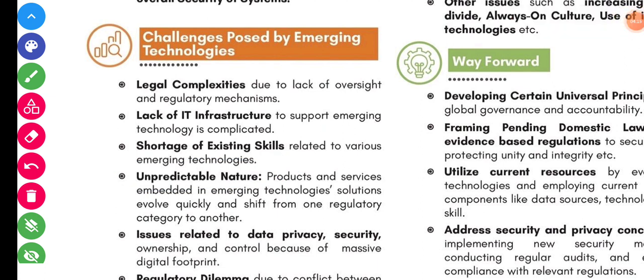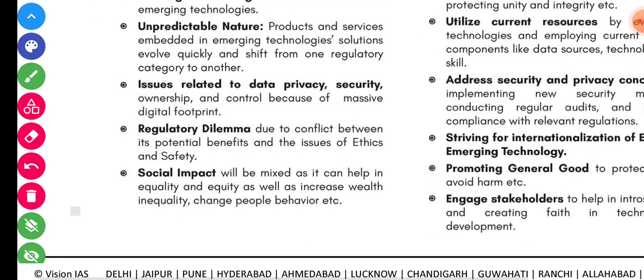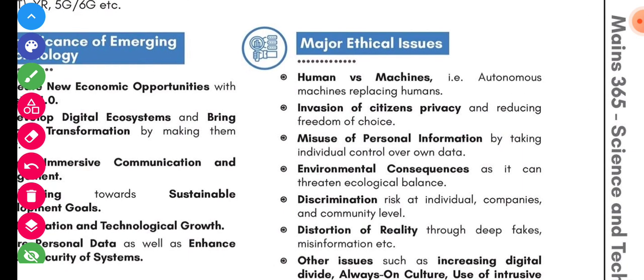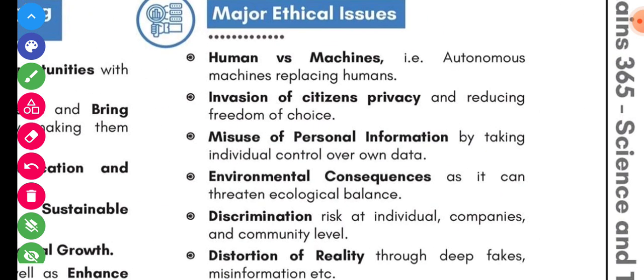Products and services embedded in emerging technology solutions evolve quickly and shift from one regulatory category to another, and issues related to data privacy, security, ownership, and control because of the massive digital footprint, and a regulatory dilemma due to conflict between its potential benefits and issues of ethics and safety. And the social impact will be mixed, as it can help in equality and equity as well as increase wealth inequality, change people's behavior, etc. And what are the major ethical issues in emerging technologies of the world?